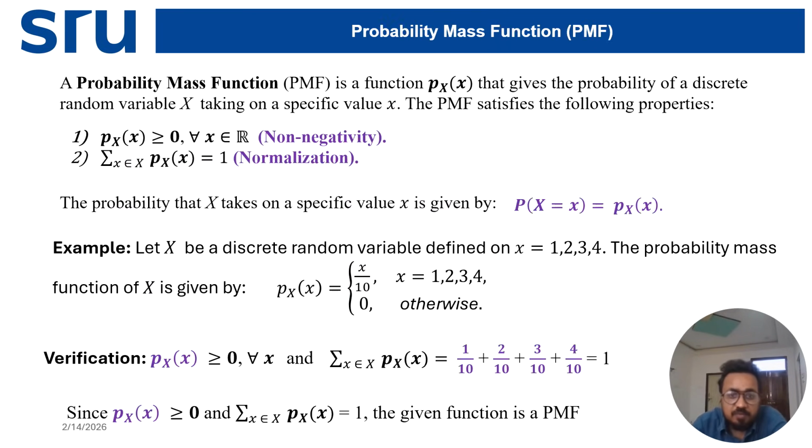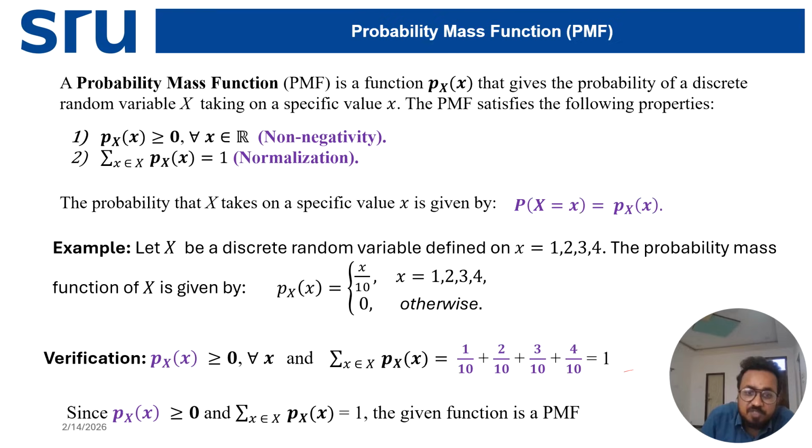So now we will discuss two important terms which will be used in our next video, that is probability mass function and probability density function. Basically, probability mass function is related to the discrete random variable, and probability density function is related to the continuous random variable. So now one by one we will discuss these. First we will discuss the probability mass function.